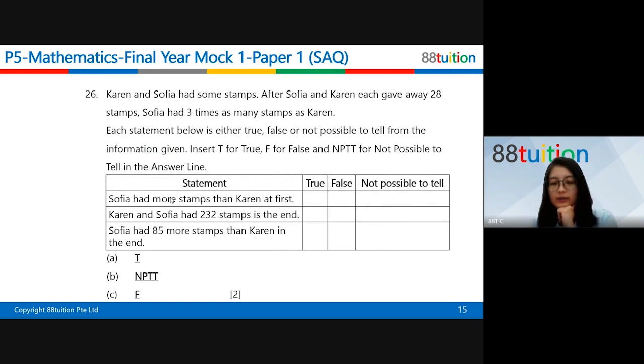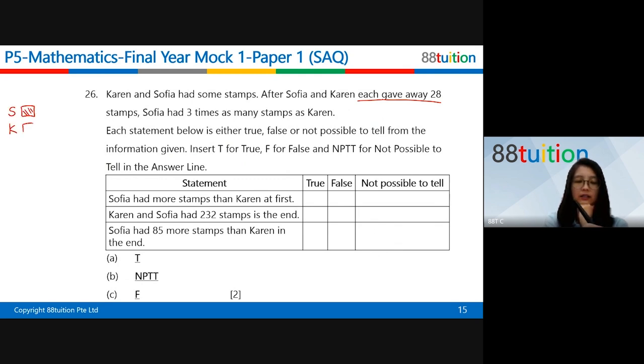Karen and Sophia had some stamps. After Sophia and Karen each gave away 28 stamps, Sophia had 3 times as many as Karen. Okay. First, for this type of question, as long as they give away or take an equal amount, it's like a difference and change. So if you want to draw a model, please draw it near the legend. Otherwise, you won't see it. Okay? And then Sophia is 3 times.